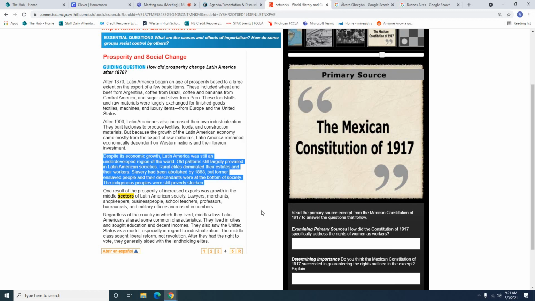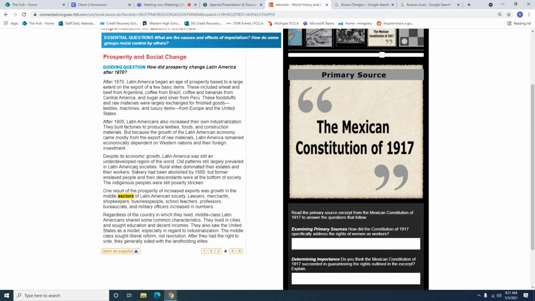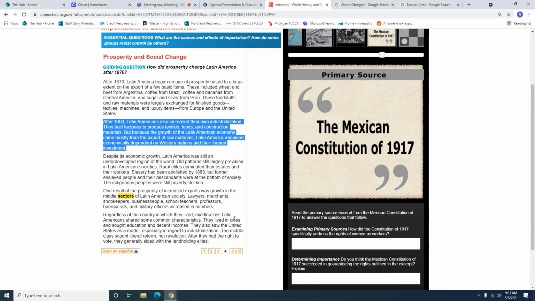And despite revolutions in, say, Mexico and other areas of Latin America, you still have slavery-like conditions. Slavery is not officially abolished until 1888, but the plantations to produce these raw goods, the working conditions, by and large, will be quite unsatisfactory.